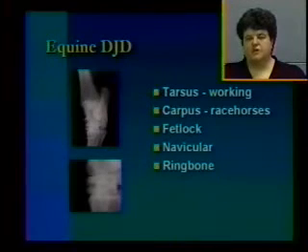The carpus, as we just spoke of, in the racehorse, and then there are a number of other places that you can get DJD, including the distal interphalangeal joint, which the lay term for that is ring bone.